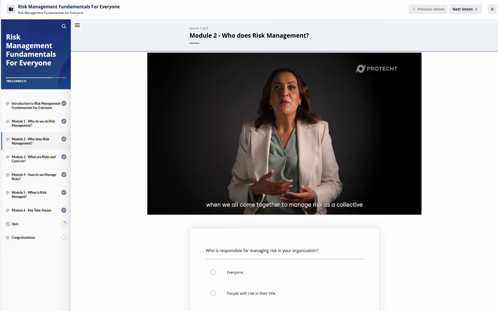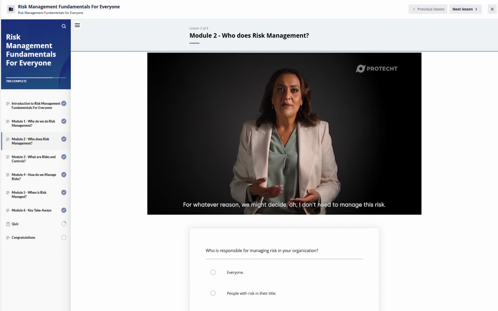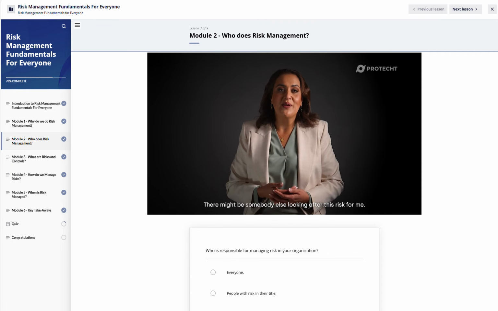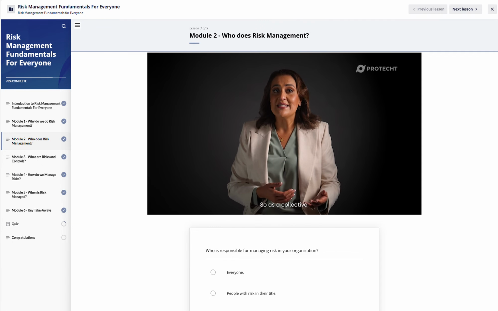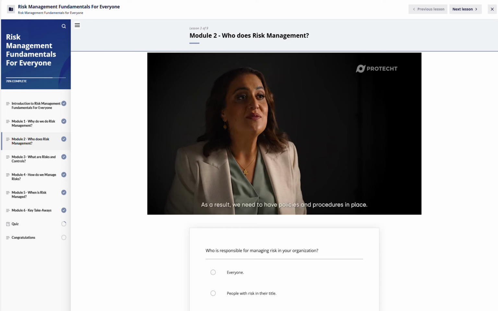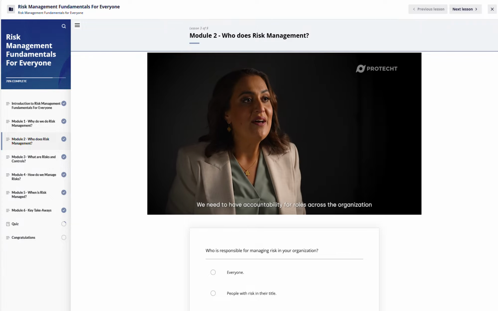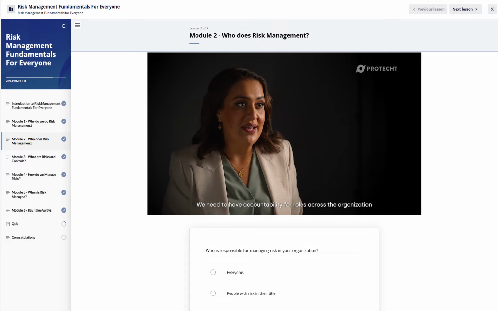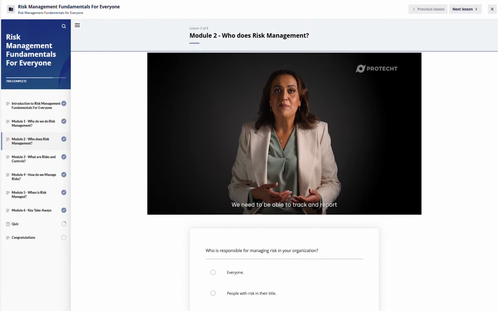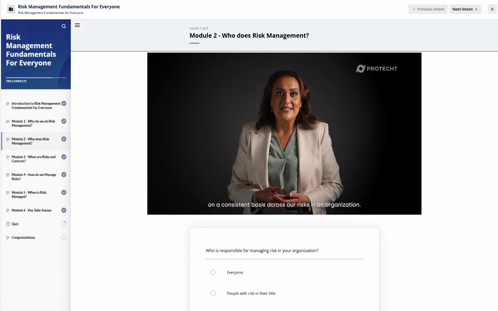Something happens, though, when we all come together to manage risk as a collective of people. For whatever reason, we might decide, oh, I don't need to manage this risk. There might be somebody else looking after this risk for me. So as a collective, we sometimes really do forget how to manage risk. As a result, we need to have policies and procedures in place. We need to have accountability for roles across the organization in managing risk. We need to be able to track and report on a consistent basis across our risks in an organization.